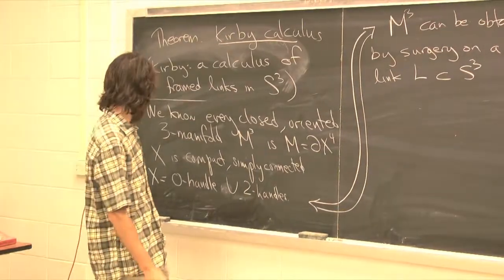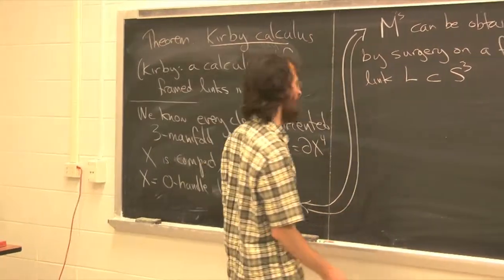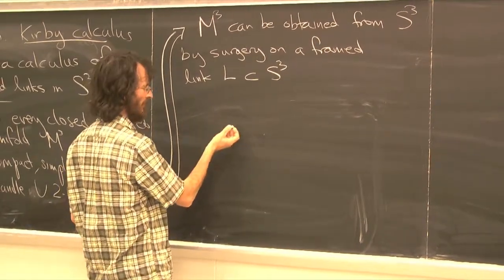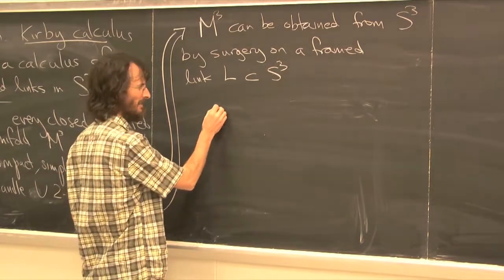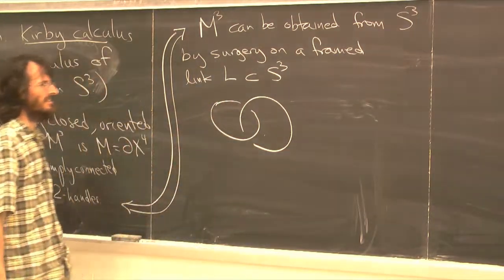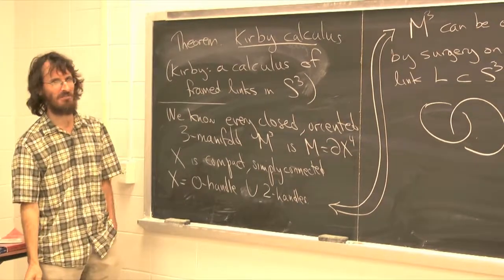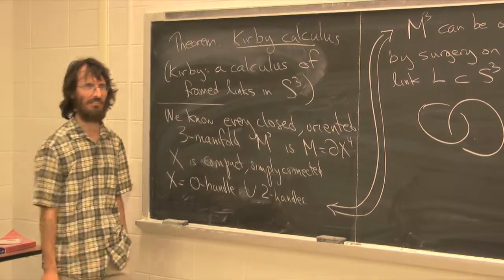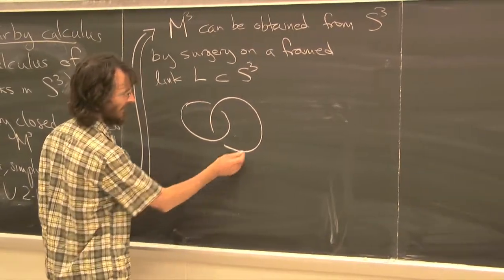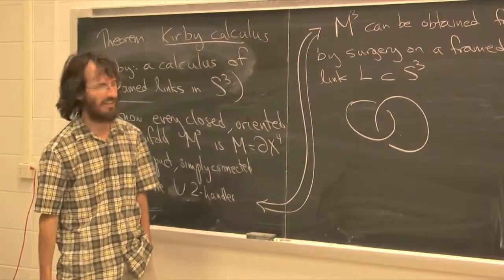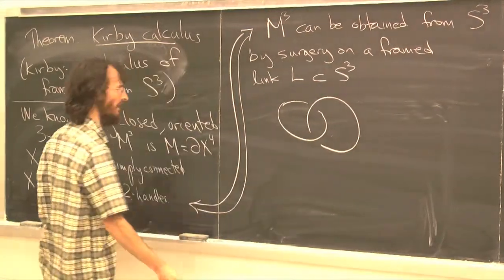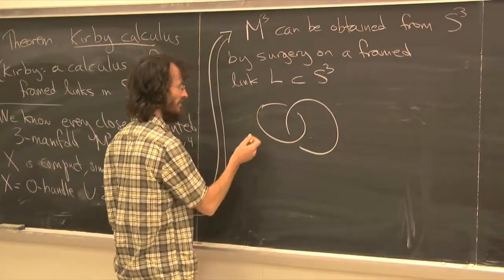Right? So what is a framed link? For those who are brand new, a simple example is something like this. These are two knots, and I'm drawing them in R3, but by stereographic projection I'm thinking of it as R3 union infinity. I draw two knots that might link, and they might of course have knotting, but I'm not going to draw that. Then there's some twisting as you go around the knot, and we record that with integers.